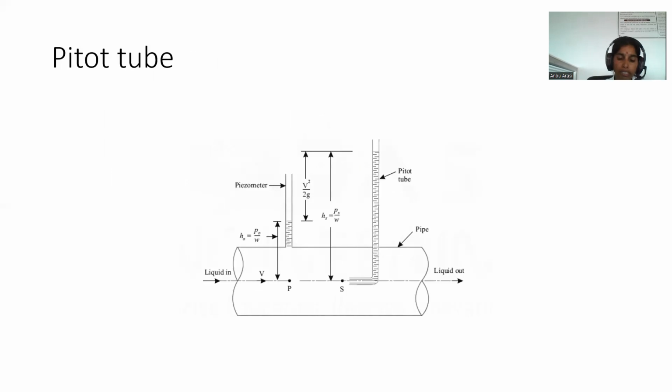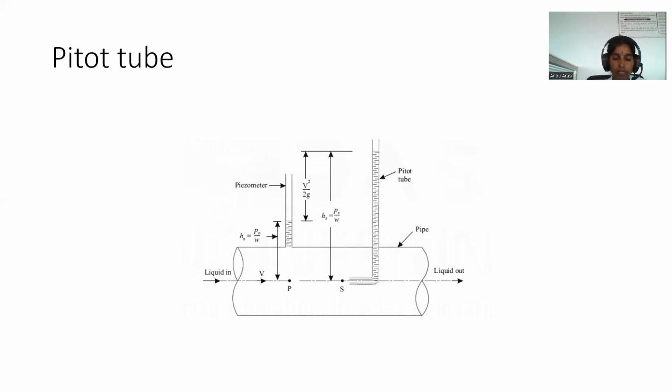Pitot tube. It is a device used for measuring the velocity of flow at any point in a pipe or a channel. It is based on the principle that the velocity of flow at a point becomes zero. The pressure there is increased due to the conversion of the kinetic energy into pressure energy. In its simplest form, the Pitot tube consists of a glass tube bent at right angles as shown in the figure.